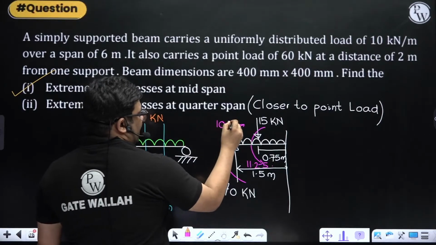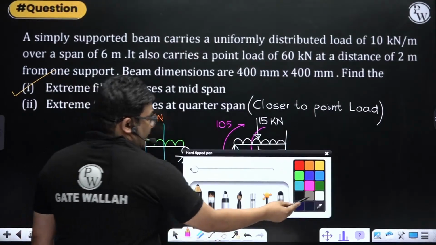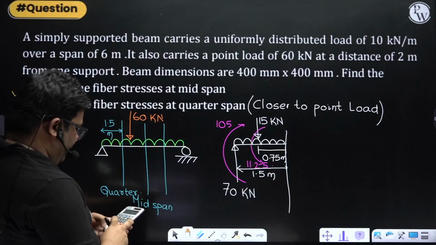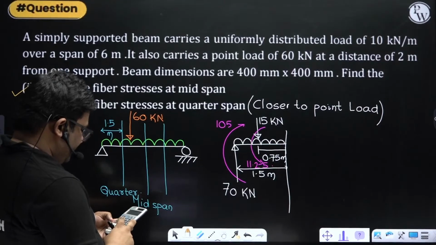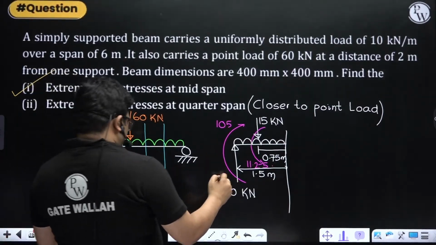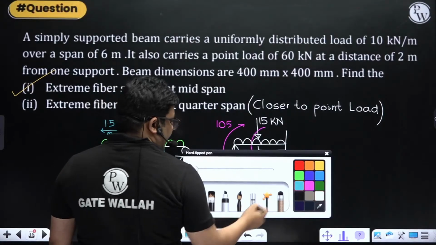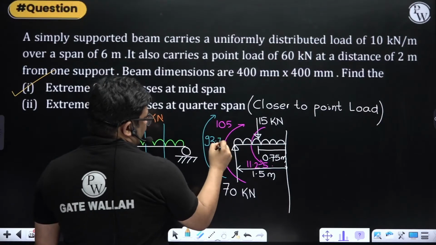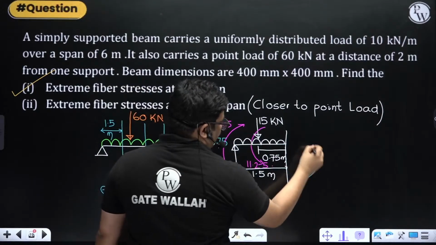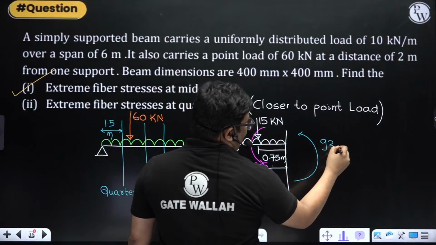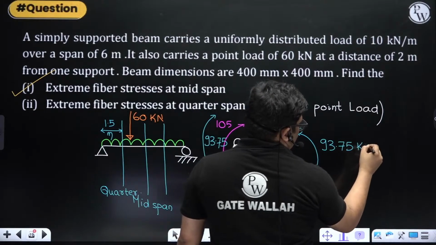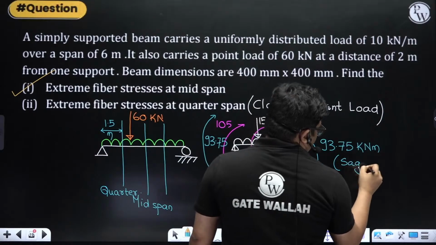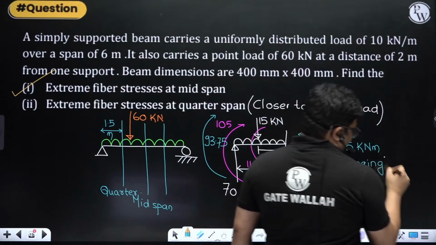So net moment is how much? Net moment is 105 minus 11.25. So net moment is 93.75 in this direction, right? Like this, right? 93.75 in this direction, so here also 93.75 in this direction. And this is, ladies and gentlemen, your sagging, positive bending moment, right? We have already discussed this, right?